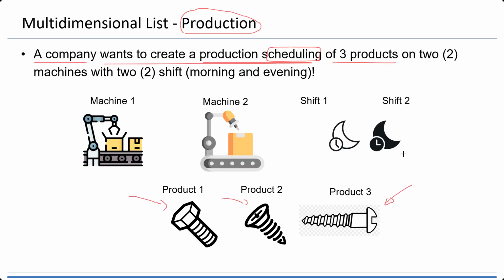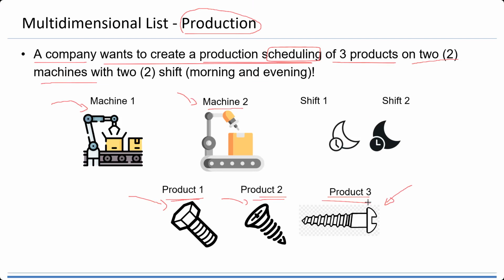Okay. And there are 2 machines. So this is machine 1 and machine 2. You can use machine 1 to produce product 1, product 2, and product 3. You can use machine 2 also to do the production of product 1, product 2, and product 3.